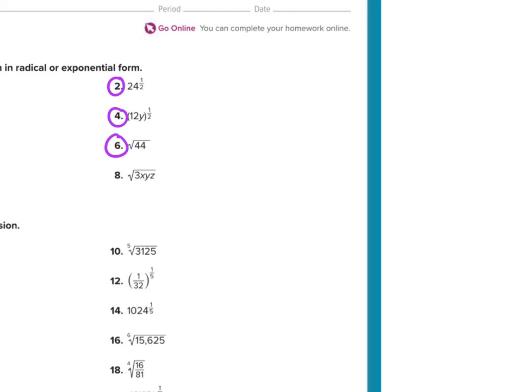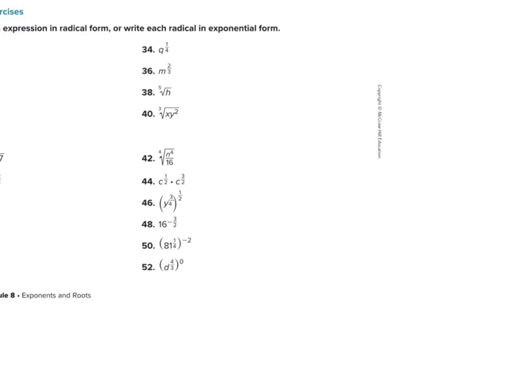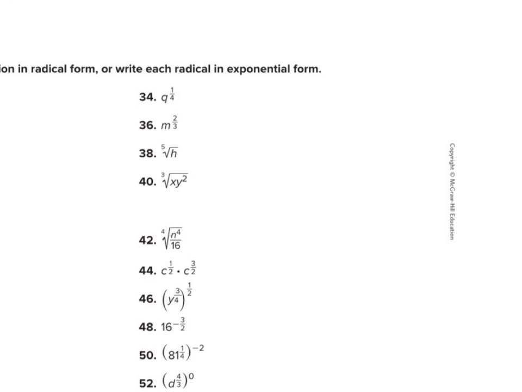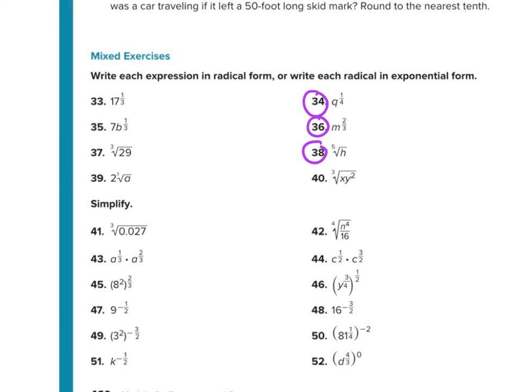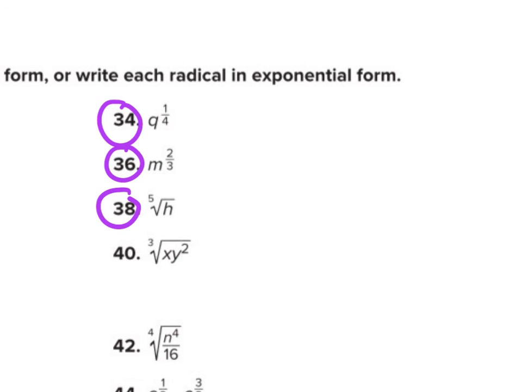So those are pretty much just like the ones we just did. So I want to show you ones on the next page. So flip to 460. And we need 34, 36, 38. So I will do 36 with you.